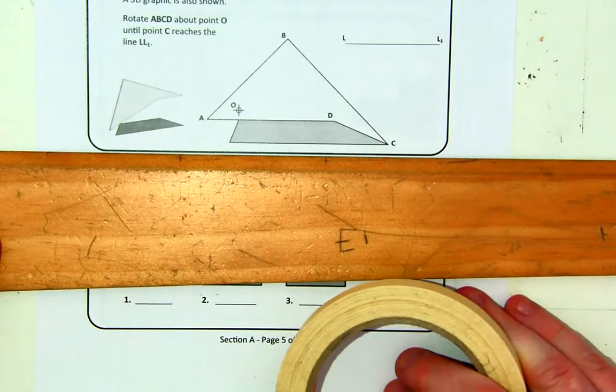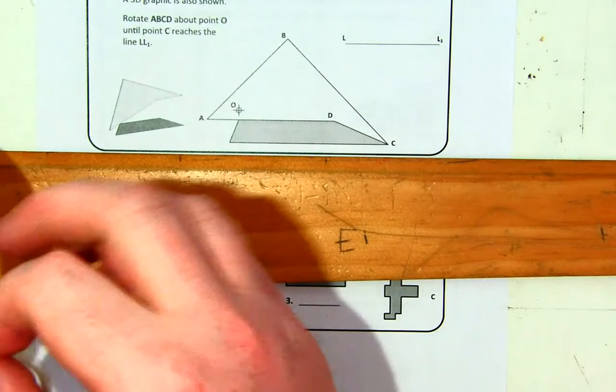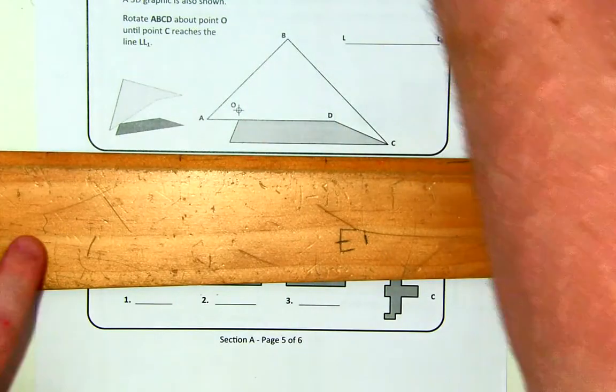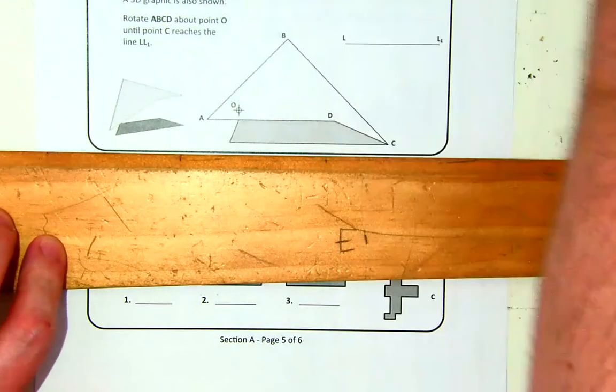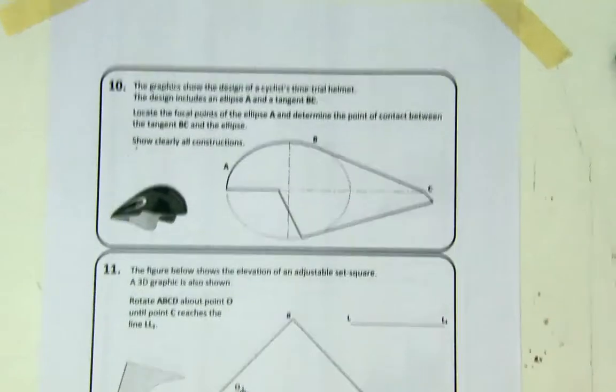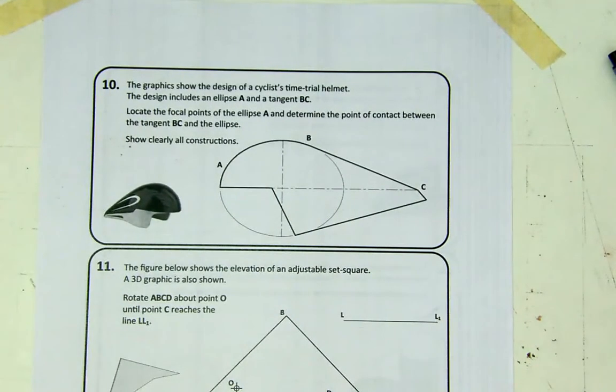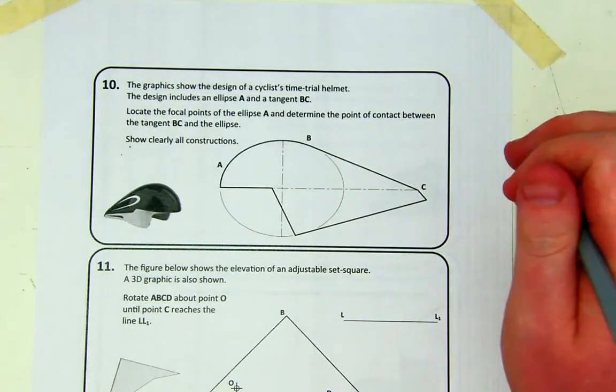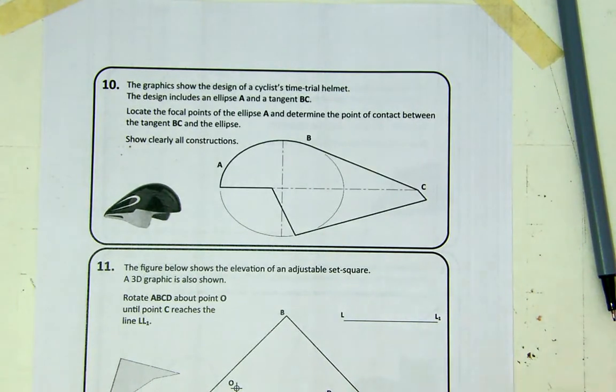I'm going to use this line to line it up. Okay, right, so we start with the top one. The graphic shows the design of a cyclist time trial helmet. The design includes an ellipse A and a tangent BC. Locate the focal points of ellipse A and determine the point of contact between tangent BC and the ellipse. Show clearly all construction. So what they're saying here is that's a tangent between an ellipse and a point outside the ellipse.